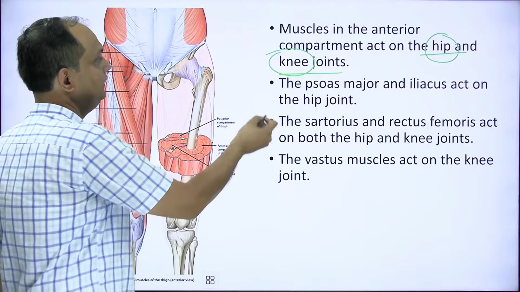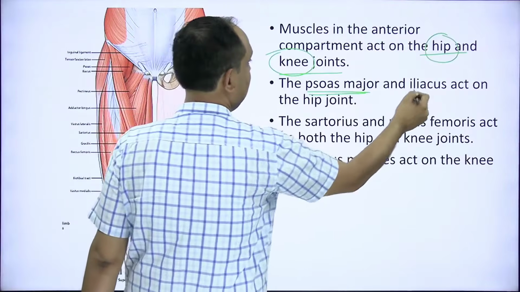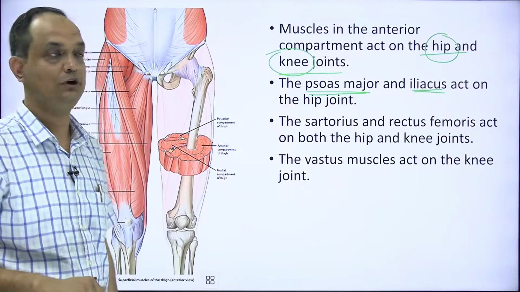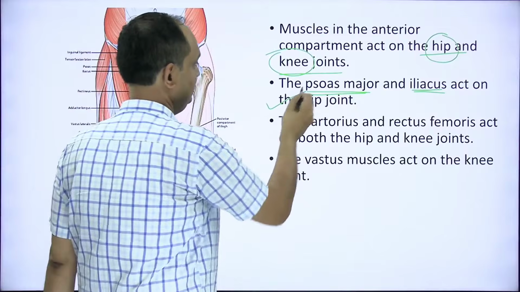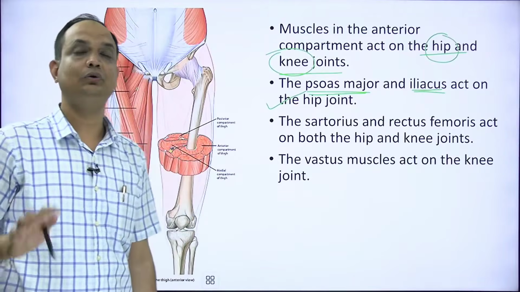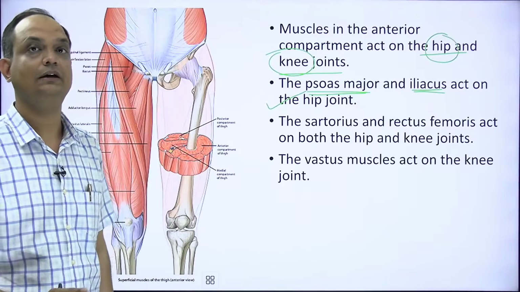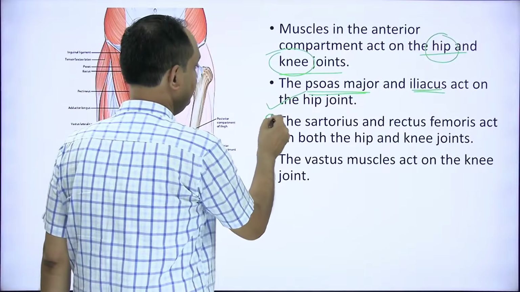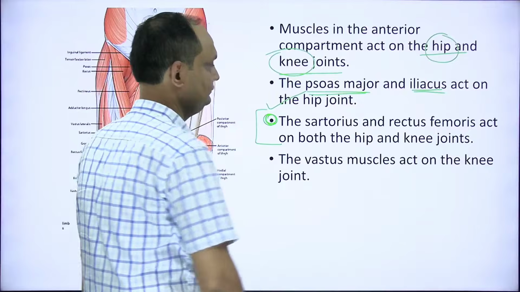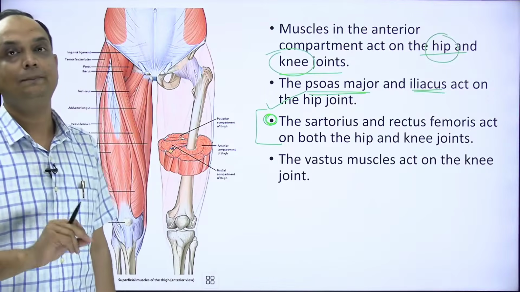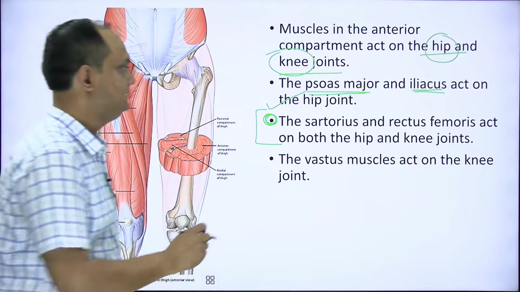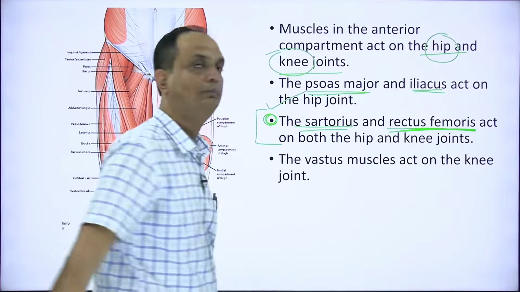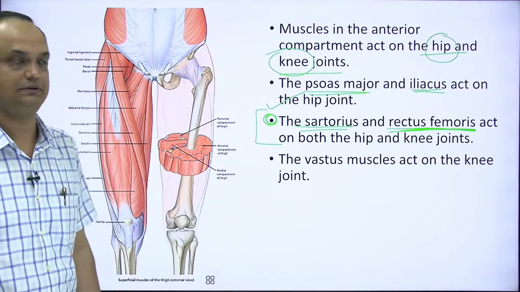Clear? So here you have the psoas major and the iliacus. These muscles cross a single joint, that is the hip joint, so they act on the hip joint only. While there are two muscles in the front of thigh which cross two joints. So this is the question for your exam: name the muscles of the front of thigh which act on hip and knee joint both. The answer is Sartorius and Rectus femoris, which is one of the components of Quadriceps femoris.